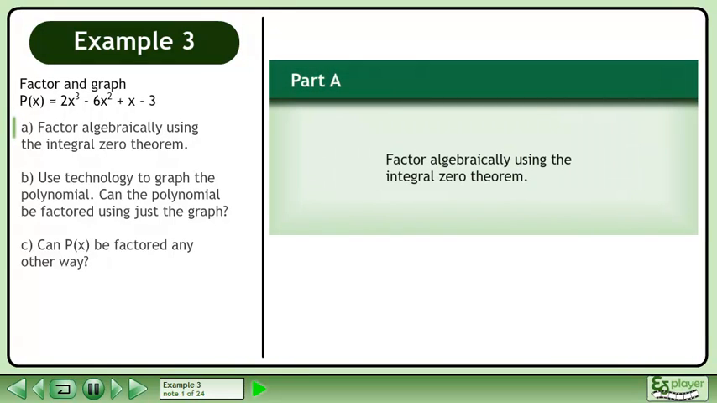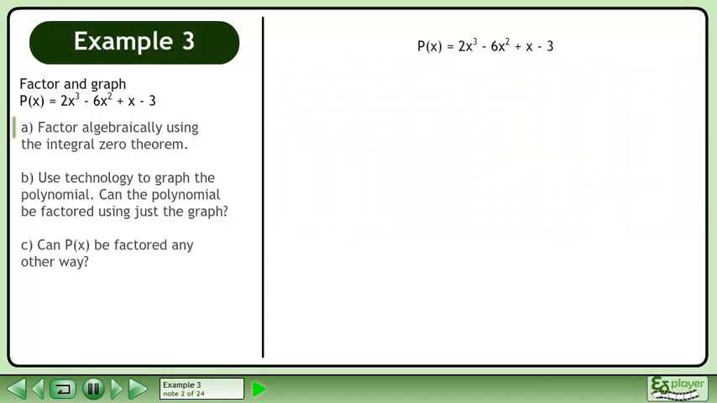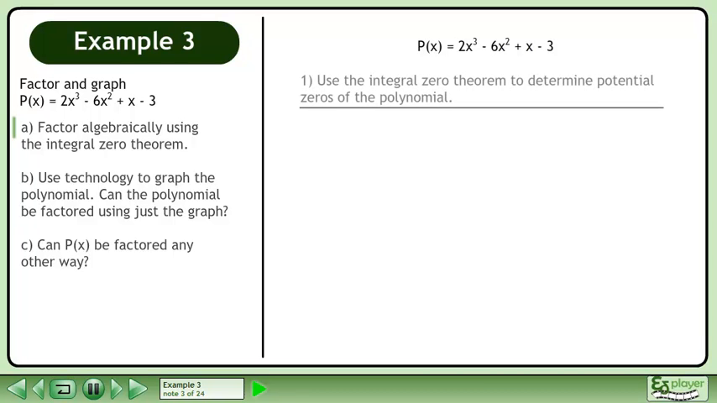Factor and graph P of x equals 2x cubed minus 6x squared plus x minus 3. In part A, factor algebraically using the integral zero theorem. Rewrite the polynomial. The first step is to use the integral zero theorem to determine potential zeros of the polynomial.